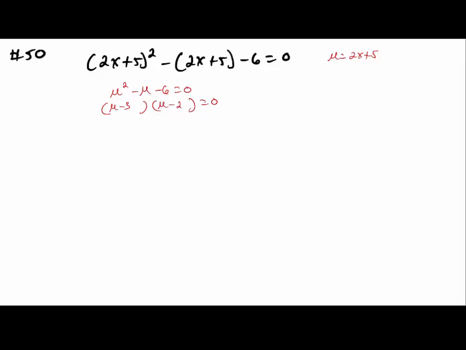So my two possibilities are u minus 3 is equal to 0 and u minus 2 is equal to 0, which means that u is equal to 3 and u is equal to 2. And so I'm going to go ahead and check it.